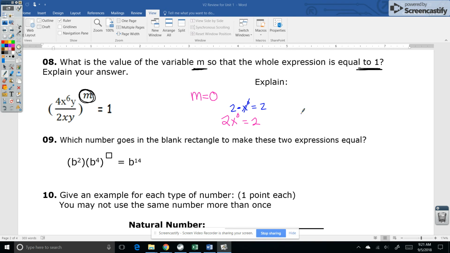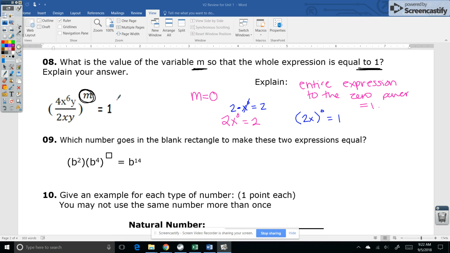To make something equal to 1, the entire expression has to be taken to the 0 power. So whatever it is, it doesn't just have to be 2x. It can be this 4x to the 6th power times y divided by 2 times x times y. It doesn't matter what it is. The entire expression is being taken to the 0 power for it to be equal to 1.